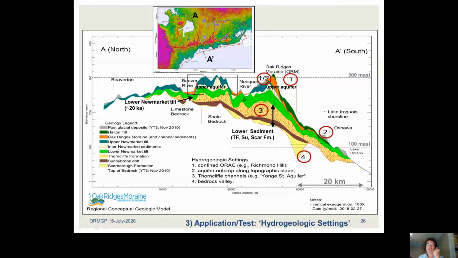Areas where we're confining a shallow aquifer, areas along slopes, and again, we're looking at Iroquois shoreline here, where the Thorncliffe may come into play. Do I see coarse-grained channels in the Thorncliffe? So that would be Markham-Stouffville, that would be the Yonge Street Aquifer. And when I get south of the Moraine, particularly, say, the west end of Toronto and into Peel, are my bedrock valleys shallow enough and are they infilled with gravel that may form a problem for construction from a groundwater standpoint?